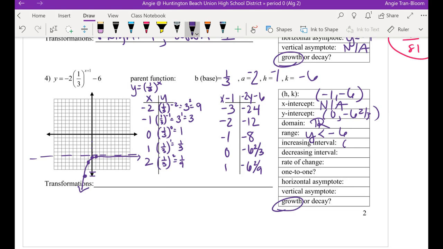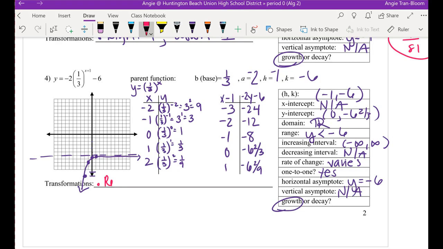Increasing interval from where to where? -infinity to +infinity. Decreasing, that means it's none. Rate of change will vary because it's not a line right now. Is it a 1-to-1? Horizontal asymptote is y equal to? That's right. That means vertical asymptote is none. This is where we are going to stop right now, so I will let you start on your homework.